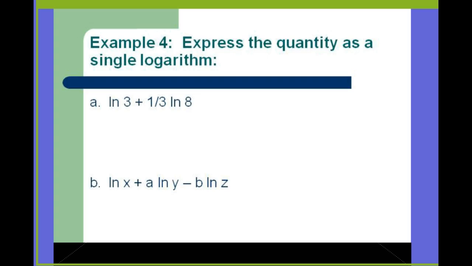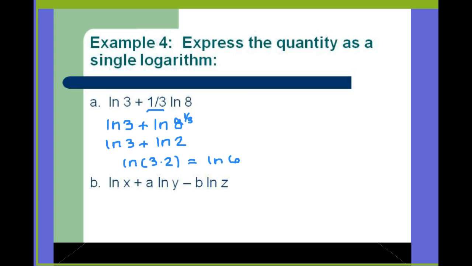So we can also take natural logs backwards. Just like you could simplify a log, you can also simplify a natural log. The first thing I'm going to do is move my coefficient out in front back in as an exponent. And the natural log of 8 to the 1/3 power is actually 2. So I get ln 3 plus ln 2. And 2 natural logs being added is the same as multiplying their insides. So you get the natural log of 6, which again is a constant.